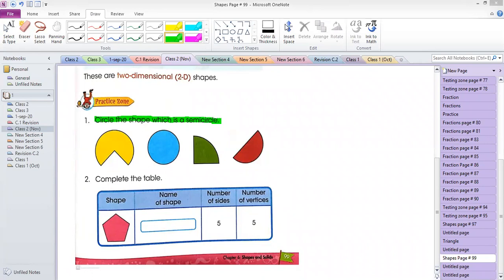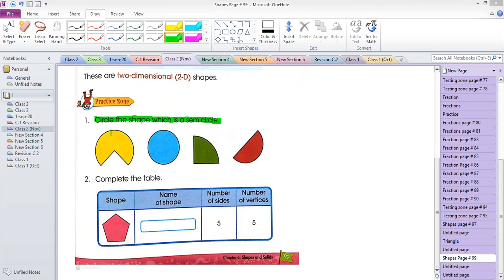How many vertices are there in a semicircle, guys? Two. Two vertices, very good. You know the basic properties of a semicircle, that it has two sides and two corners, I mean two vertices.